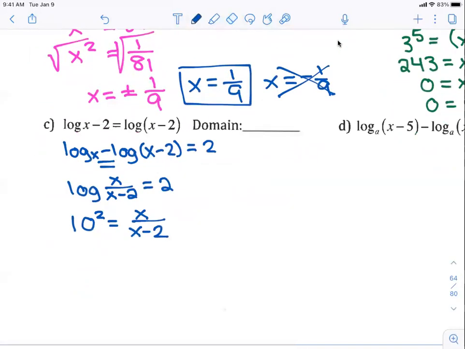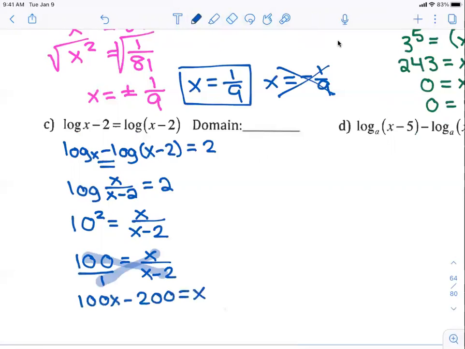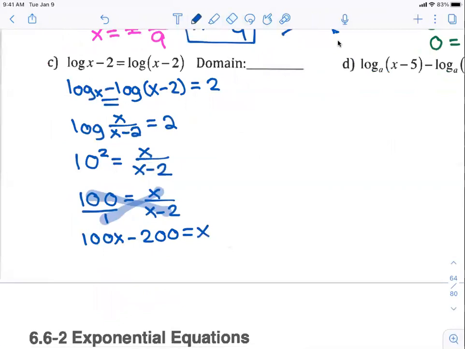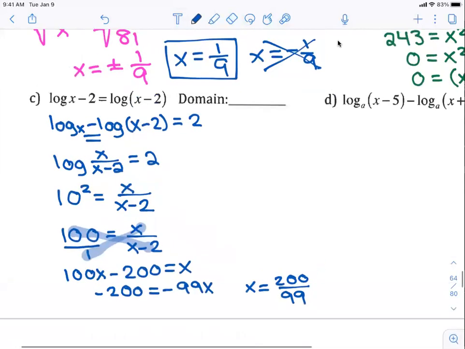And then 10 squared is going to give us 100 over x minus 2. I'm going to go ahead and cross multiply. If you want to put it over an imaginary 1, that's fine. But again, cross multiply here. You're going to get 100x minus 200. 1 times x is x. Again, I'm just solving, so I'm going to subtract 100x. That gives me negative 99x. I'm going to divide by negative 99, and that's going to give me 200 over 99. So that's my x. Now I have to check it with my domain.